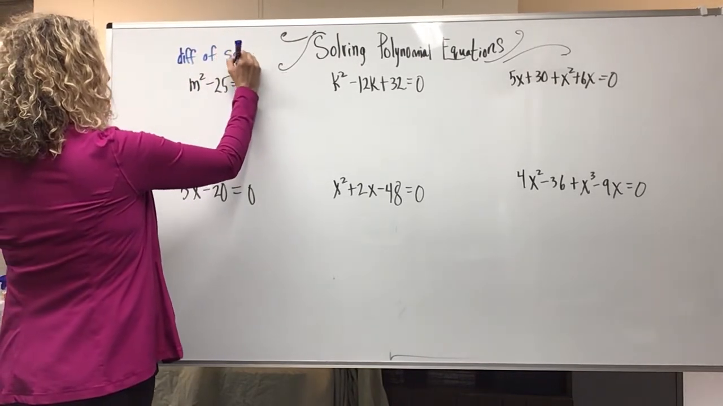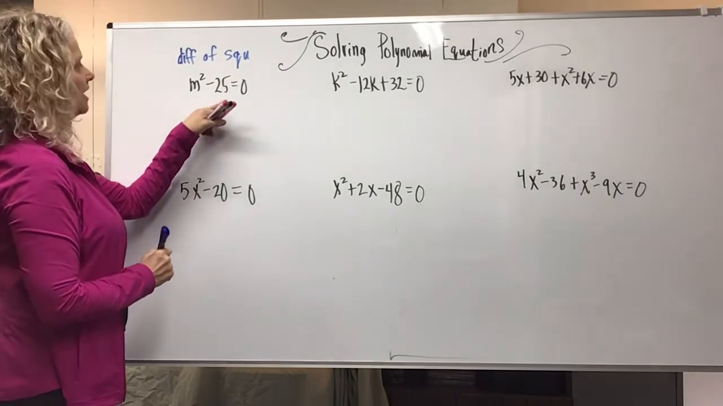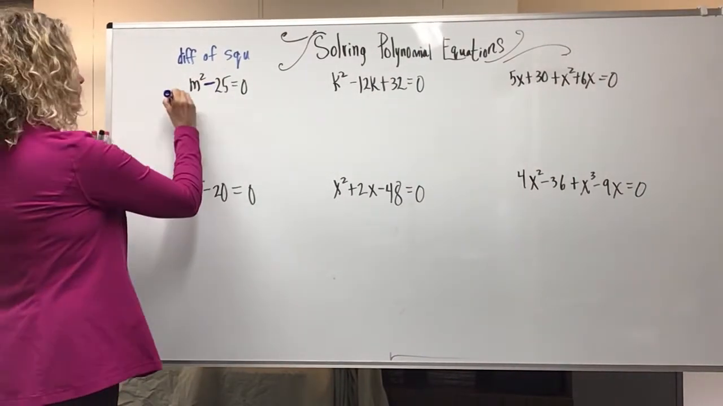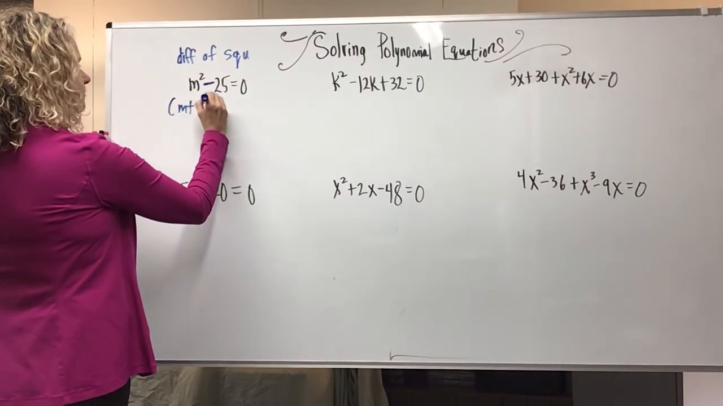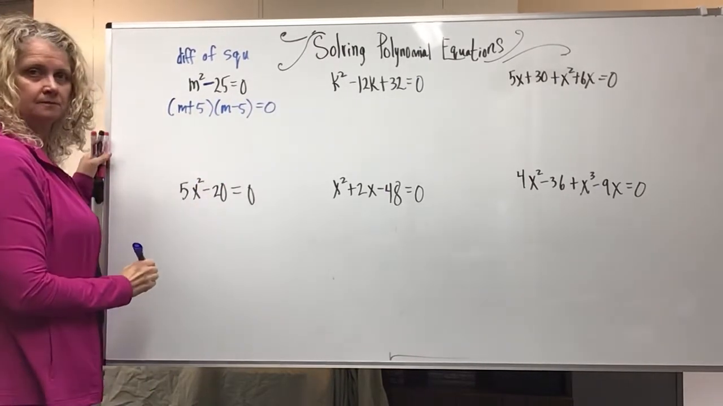So notice, you would notice that m times m is m squared. 5 times 5 is 25. They have the subtraction sign in the middle, so it's a difference of squares. And that gives us m plus 5, m minus 5 is 0.